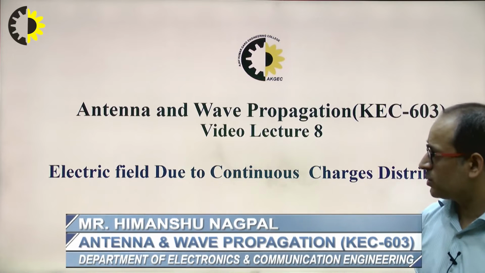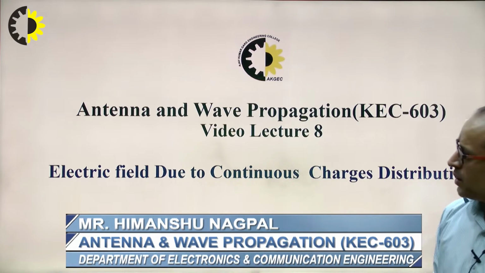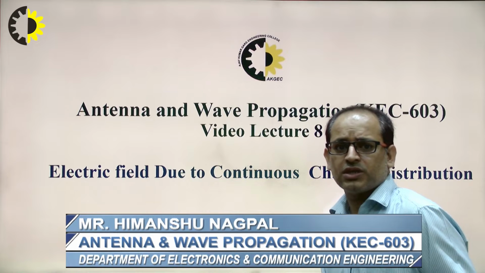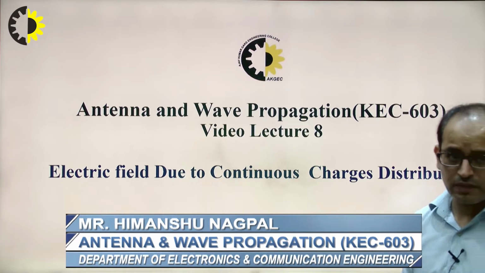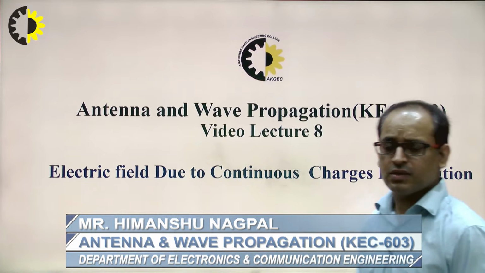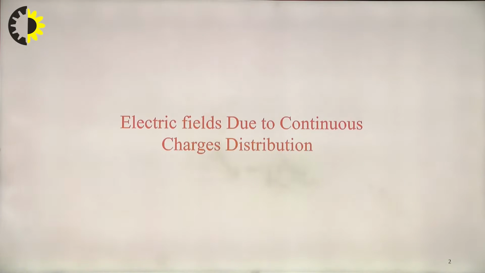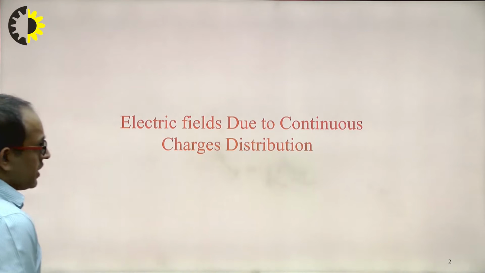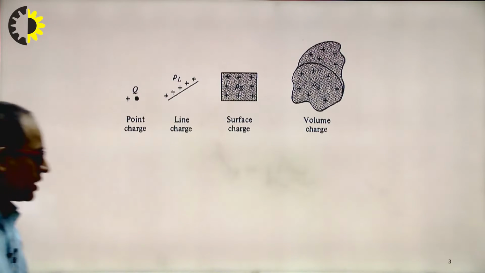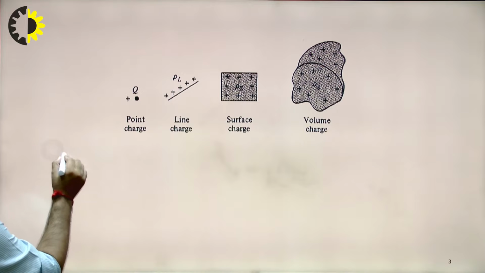Here we'll start with video lecture number 8, and we'll start with the electric field due to continuous charge distribution. In the last lecture we studied the force between two charges and the electric field intensity. Today we'll start with the electric field due to continuous charge distribution. In the last lecture we studied that there will be some point charges.